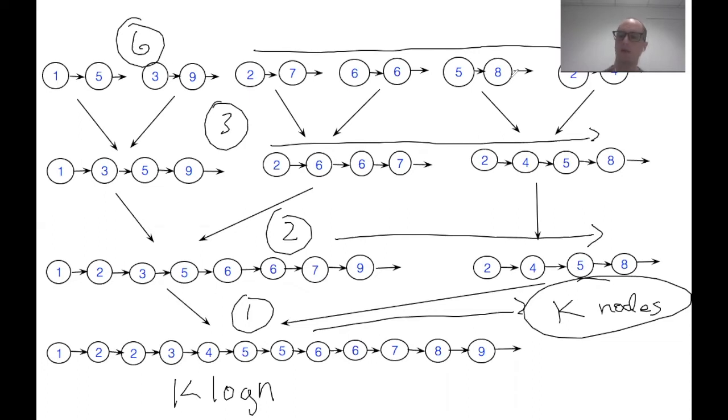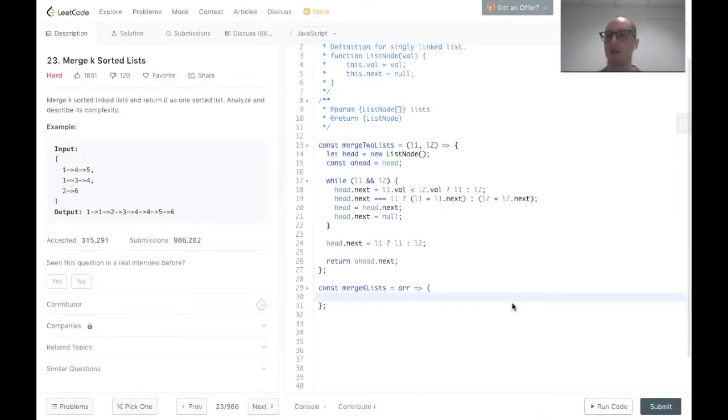So now that we have a better idea of how to solve this problem, let's see what it's going to look like in code. As you can see, we have our merge two lists function here that we are going to use, that we wrote in a previous video. So I won't go into too much detail now about how that works.